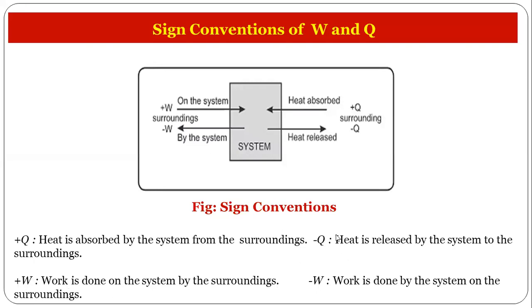Then I am coming to the minus Q. Minus Q means heat is released here, and plus Q means heat is absorbed here. So this is a very important sign convention. When the W is positive, W is negative, Q is positive, Q is negative. Q negative means heat is released by the system to the surroundings, and here heat is absorbed by the system from the surroundings.